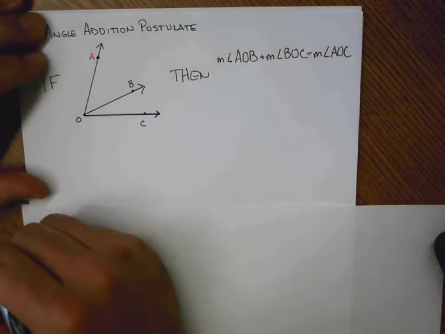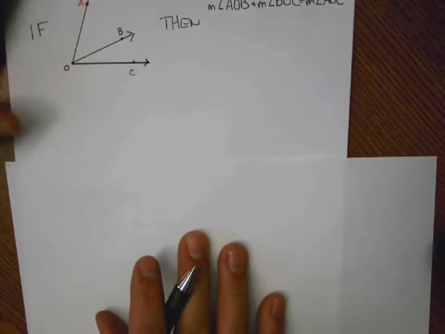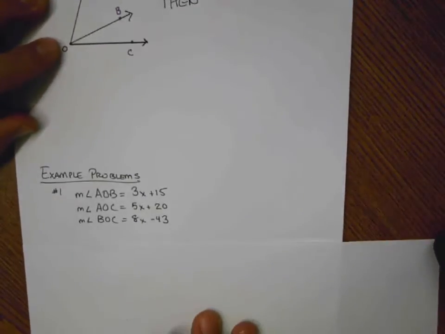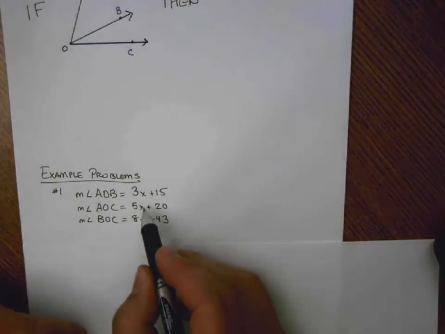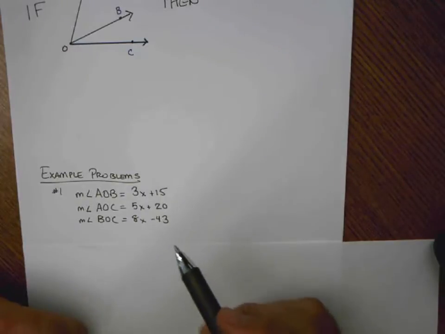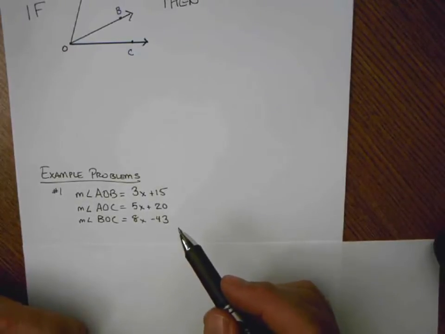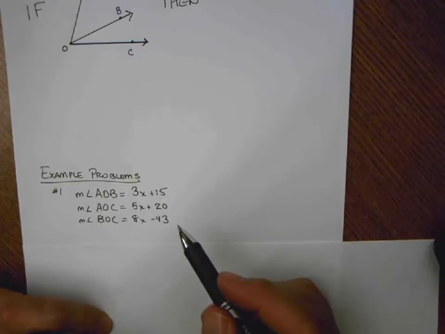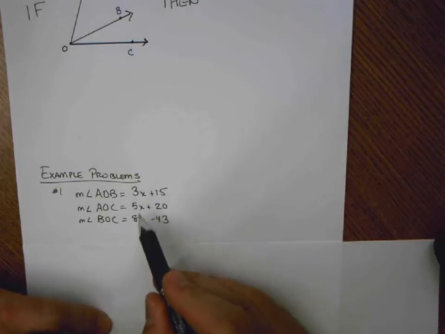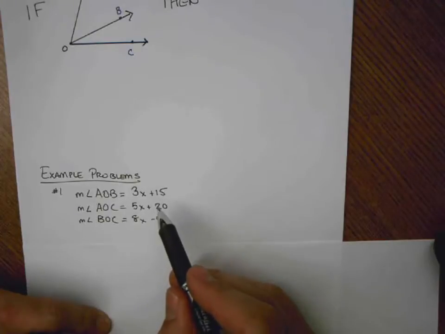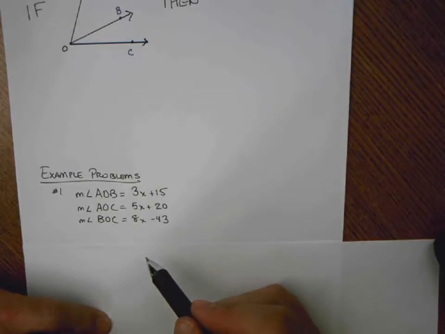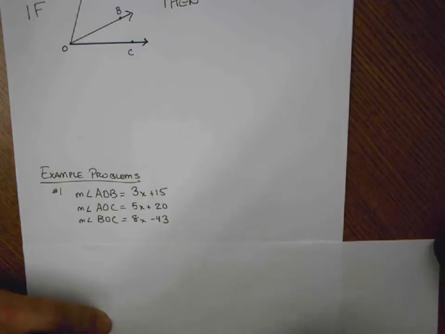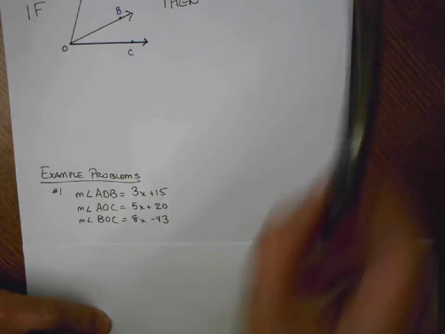In practice, what does that look like? We can apply it to problems, for instance, if we're given algebraic components for each. The importance of this theorem, or in this case a postulate, lies in the ability to create an equation that makes sense. Now, whenever I see expressions with x's and constants, variables and constants, I know I have to create an equation to tie them together.